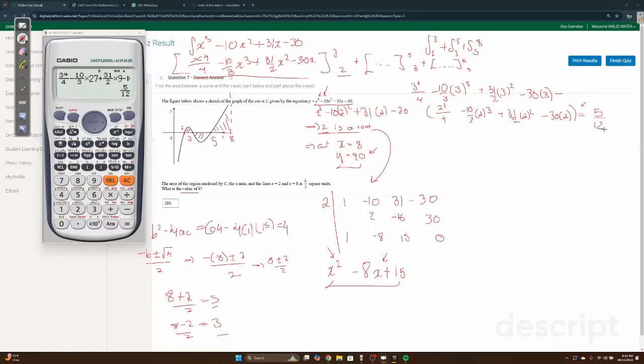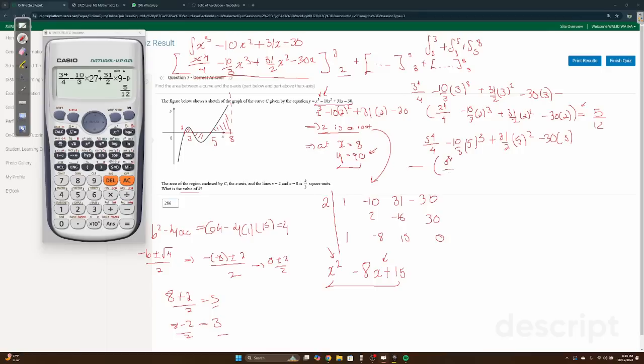So now let's continue and substitute from 5 to 3. So from 5 to 3 is going to be 5 to the power of 4 over 4, minus 10 over 3 times 5 to the power of 3, plus 31 over 2 times 5 to the power of 2, minus 30 times 5. Remember, now minus, open bracket, from 3, right? So 3 to the power of 4.